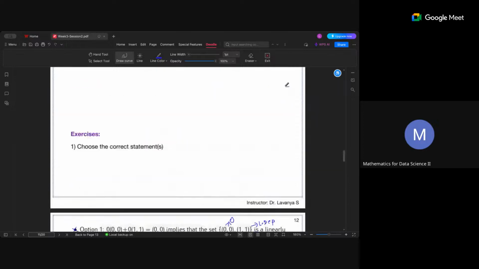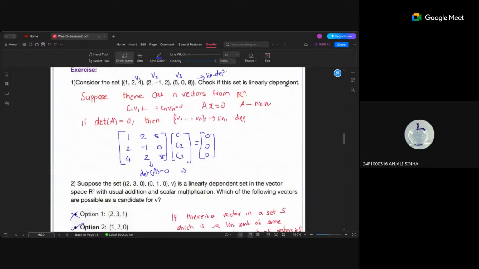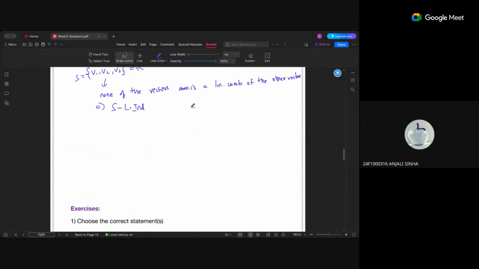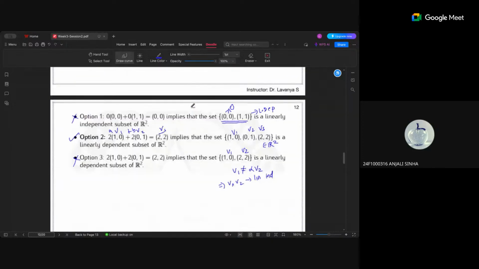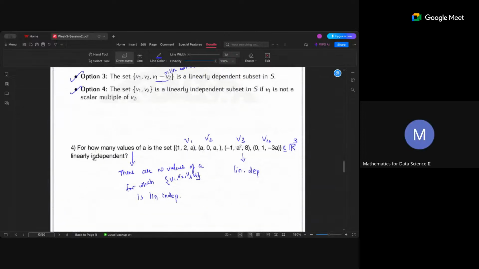That is the condition I just told here also. Yes, ma'am, that is clear. Like this set is linearly dependent. But you have written we can't find the value of A. Yes, there are no values of A for which this set is linearly independent.